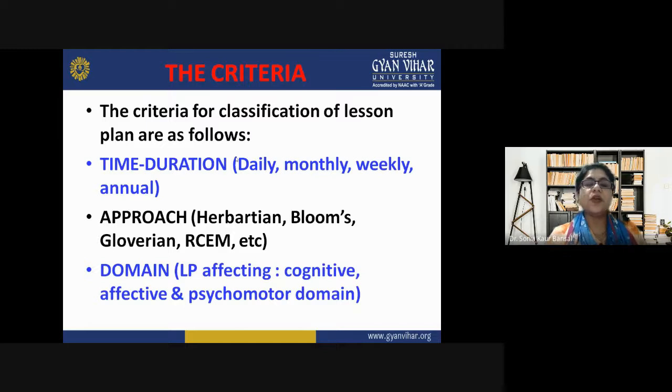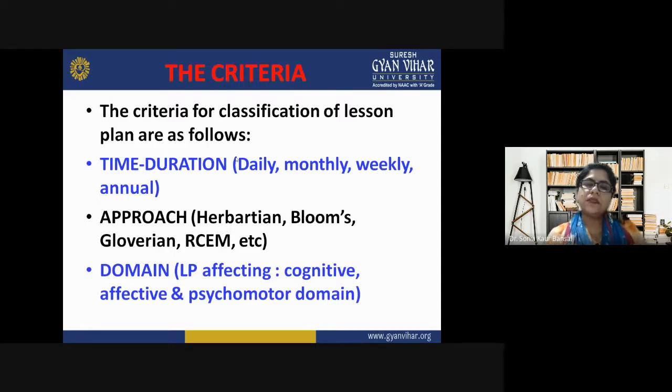Then we talk about approach, and approaches are different. All lesson plans do not work on the same approach. In my previous lectures, I told you what approach, method, and technique are; you can see my detailed video on that lecture. The approaches we follow are the Herbartian approach, Bloom's approach, Globarian approach, RCEM, etc. There are many approaches, but basically we are going to understand them.